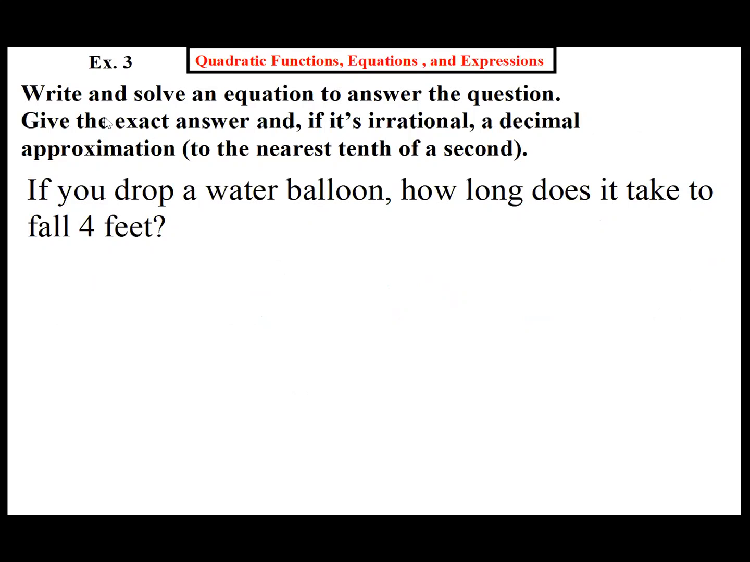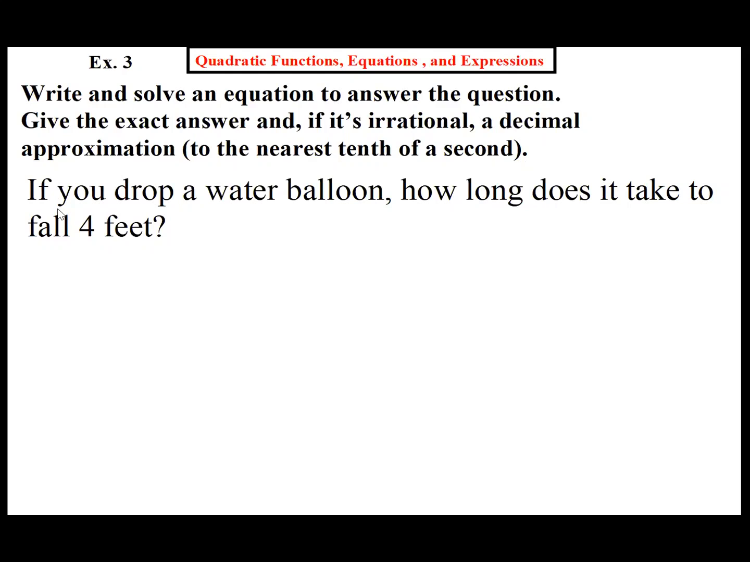It says, example 3, write and solve an equation to answer the question. When you answer the question, guys, by the way, I want a sentence. Now that we're going to be applying it to a real world problem, I want to make sure that you understand what you're answering. And it says, give the exact answer and, if it's irrational, a decimal approximation to the nearest tenth of a second.